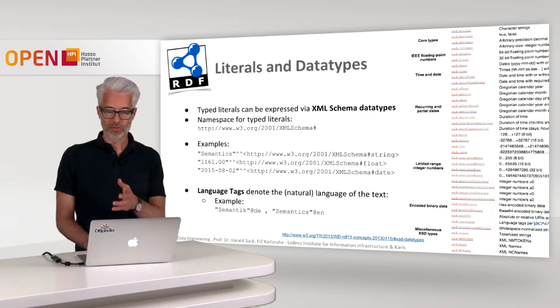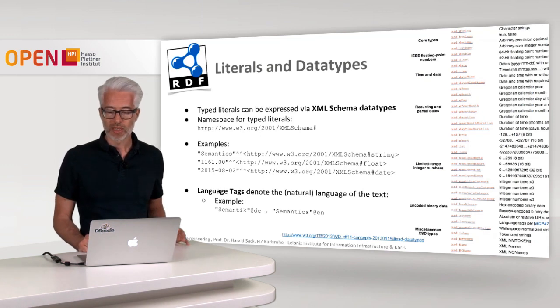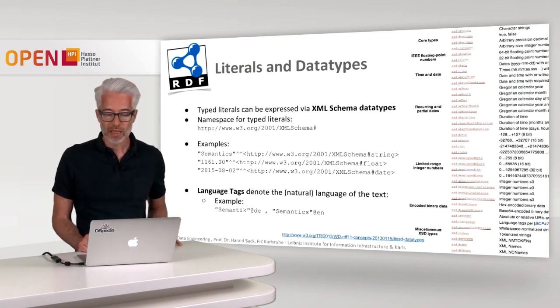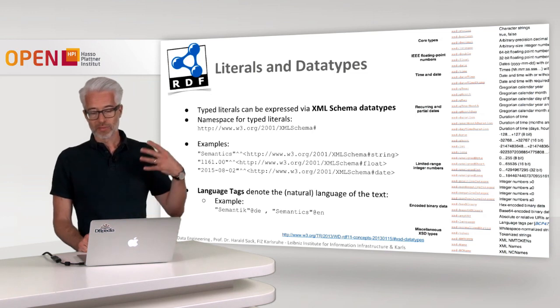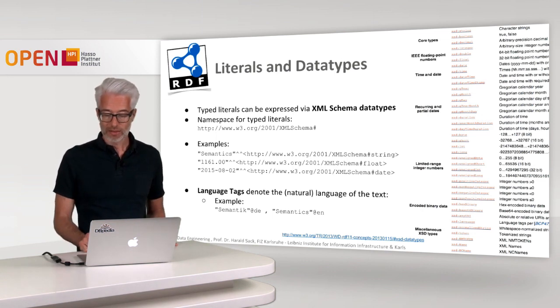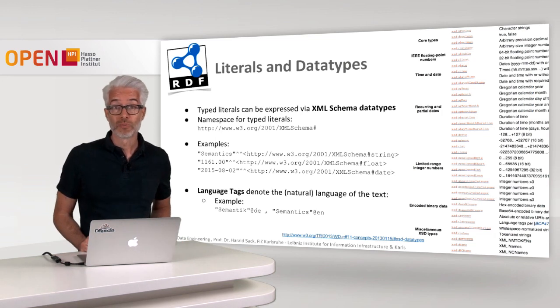So for example, if we look at the core data types, we have string, Boolean, decimal and integer for some kind of numbers. There are several floating point numbers, like for example double and float. Then there are special data types for dates, or limited ranges for integers and stuff like that. So there are various kinds of types that you can use.